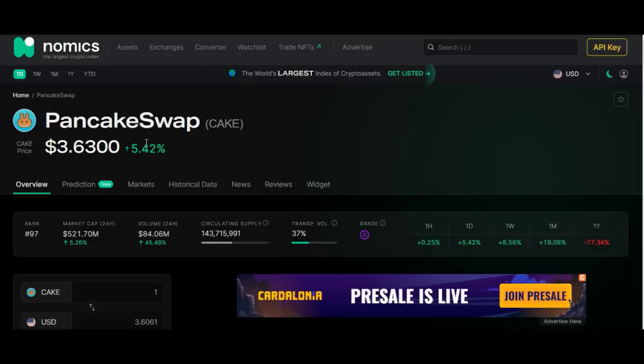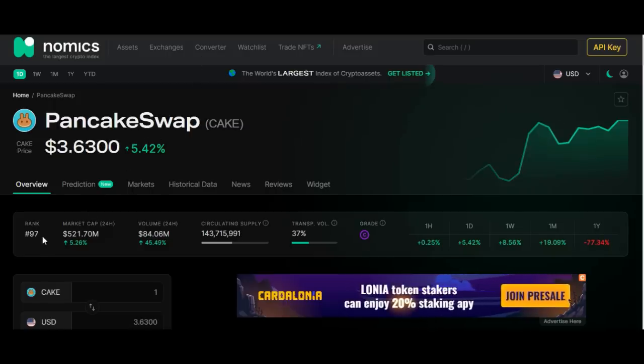Now let's look at another 1 bar indication. This is Pancake Swap. You notice we don't have as much volume here, and you'll notice that it's ranked even higher. But we're up 8.56% on the week, so we're doing a little better even than XRP, which we just looked at, and we're up 19% on the month. Again, doing a little bit better.